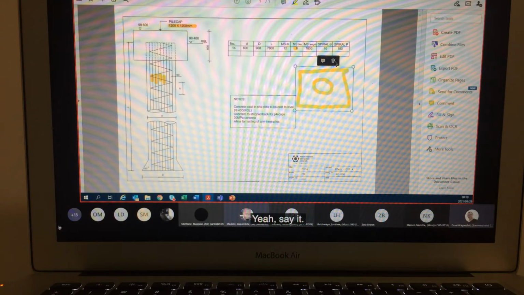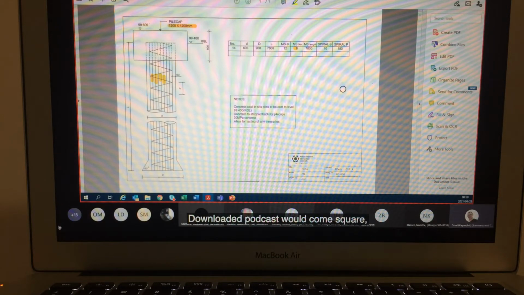Sir, do you ever have the pile cap circular? Not necessarily, Mr. Madolo. The pile caps would come square, rectangular, pentagon shape, octagon shape, hectagon shape, different shapes, but I've not come across circular pile caps. Thank you, sir.